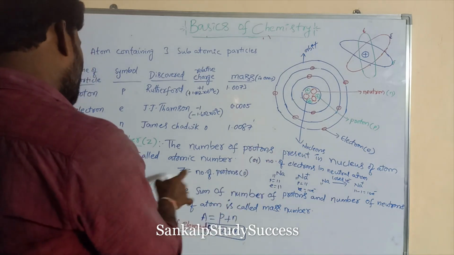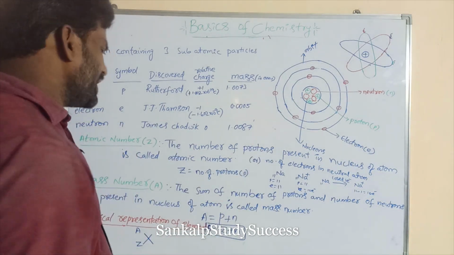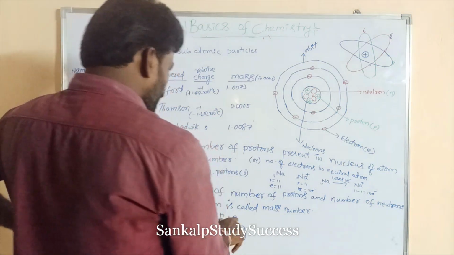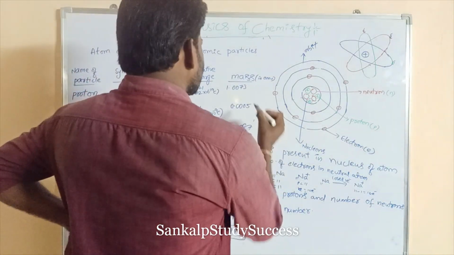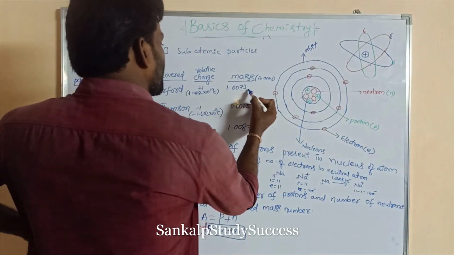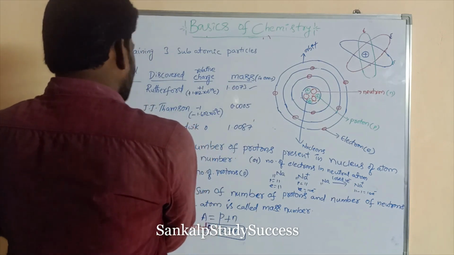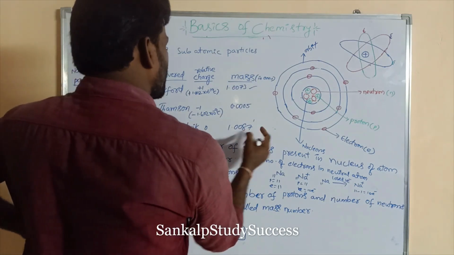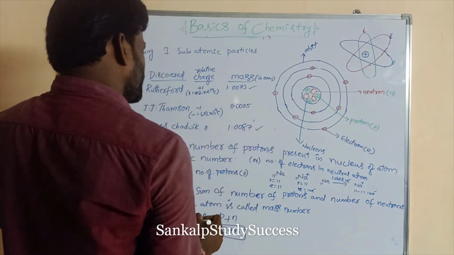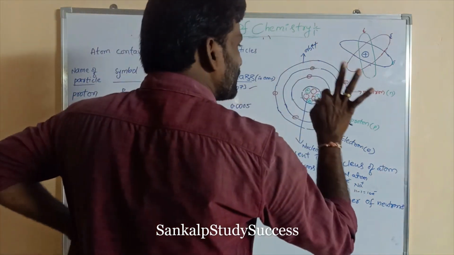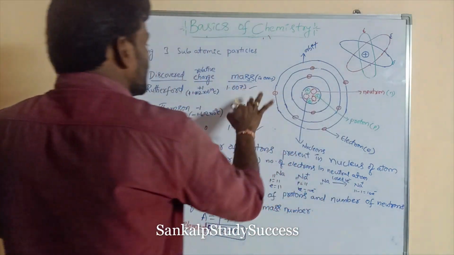Atomic mass is also considered as mass number. Why? Because it is the sum of protons and neutrons. What is the mass of a proton? 1.0073. What is the mass of a neutron? 1.0087. So an atom contains how many particles? Three particles.